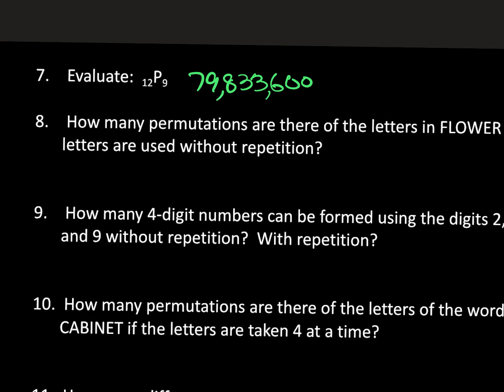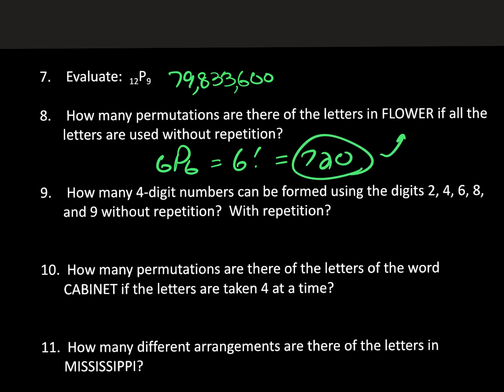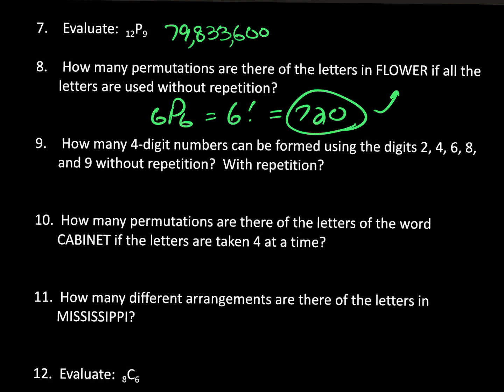Number 8, how many permutations are there of the letters in the word flower, if all the letters are used without repetition? Okay, so if you can use them all and not repeat them, there's 6 letters. You can basically do 6P6, which is exactly the same thing as 6 factorial. And if you do 6 factorial, getting 720 there. So there's 720 different ways you can rearrange the letters in the word flower if you don't repeat letters.